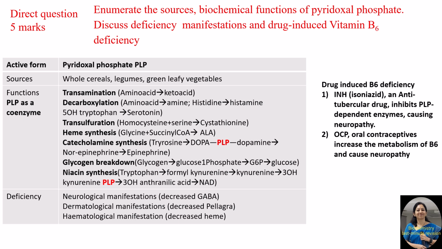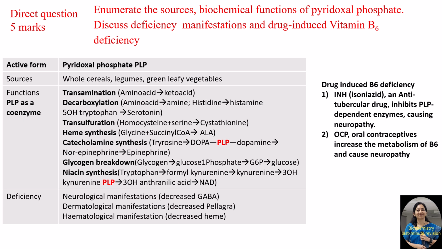Glycogen breakdown: glycogen is broken down to glucose 1-phosphate, which gets converted to glucose 6-phosphate and finally converted to glucose. So glycogenolysis also requires PLP. Niacin synthesis, that is from tryptophan, also requires PLP. So, deficiency manifestation: because there is decreased formation of GABA, neurological manifestations are seen. With decreased PLP, niacin is decreased and dermatological manifestations are seen, characterized by pellagra. Decreased formation of heme causes hematological manifestation in the form of anemia in PLP deficiency.